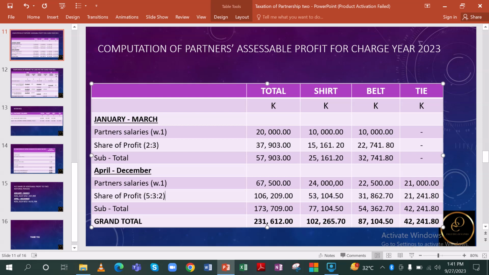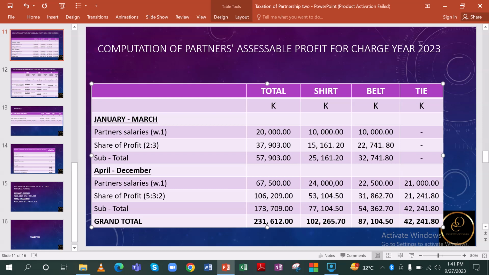We get 77,104 kwacha 50 ngwe. For Belt, we add 22,500 to 31,862 kwacha 70 ngwe. We get 54,362 kwacha 70 ngwe. For Ty, we have 21,000, and we add it to the share of residual profit of 21,241 kwacha 80 ngwe. We get 42,241 kwacha 80 ngwe. So these are the subtotals which relate to notional period number 2, which runs from April to December of 2023.